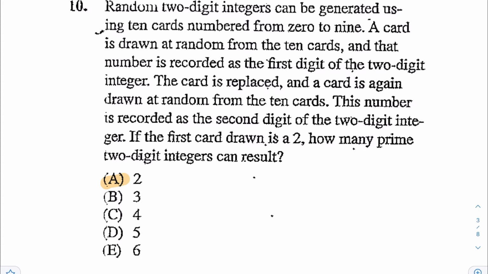So you're just making 2-digit numbers. The first one you drew is a 2, but you put back the card, put back in the deck. So all the 10 cards are back. Basically, here you can draw anything from 0 to 9, and you want to see how many of them are prime. So the only prime numbers in the 20s are 23 and 29. So the answer has to be choice A.